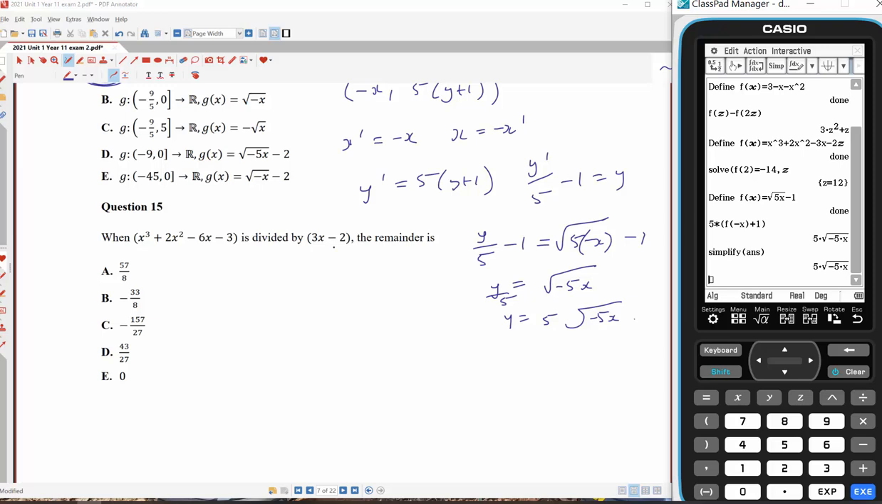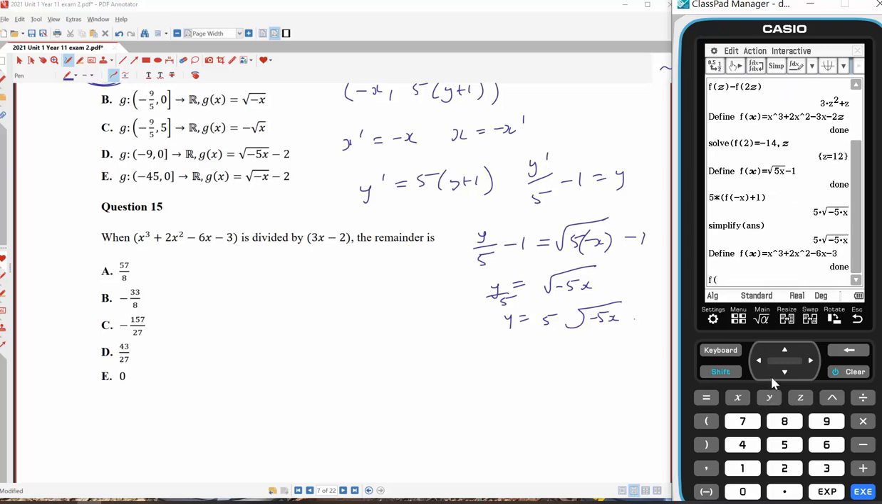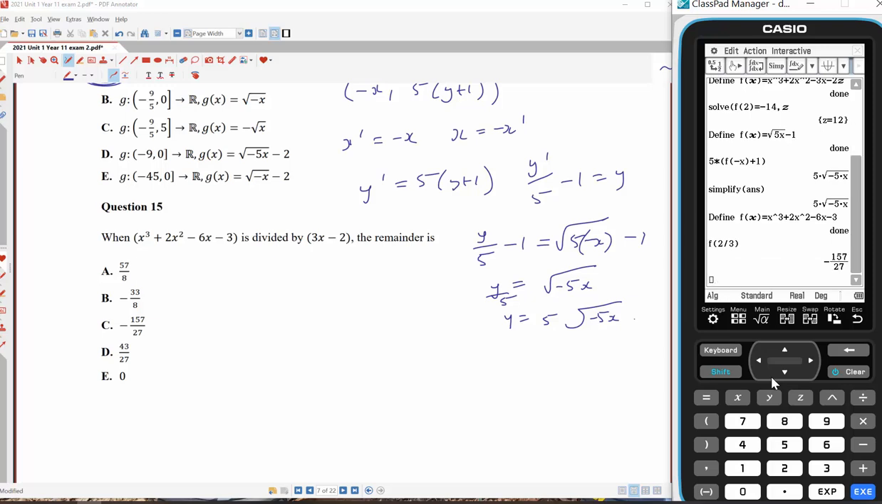When that is divided by this, the remainder is. Okay, so again, classic calculator problem. Equals x cubed plus 2x squared. Okay, and what we'll do is f of 2 on 3. That.